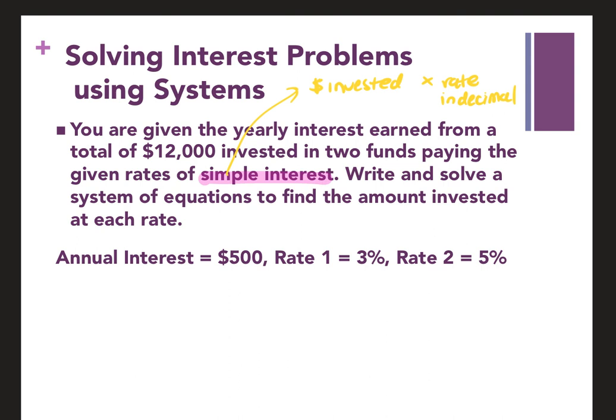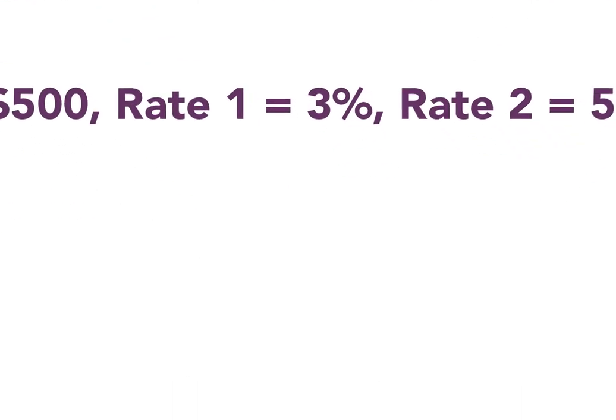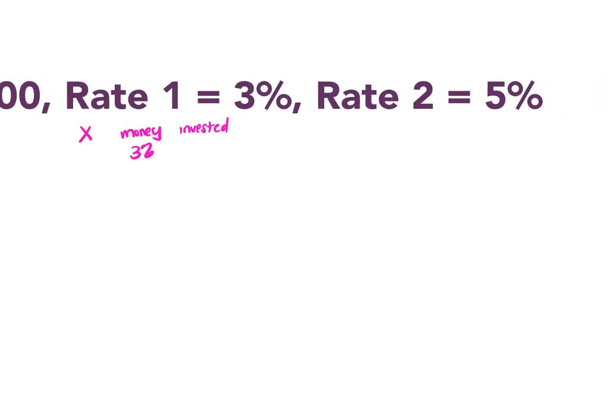But with this, they're given two things. They're given a rate at 3% and a rate at 5%. So you are investing money in one account that's earning 3% and you're investing money in one account that's earning 5%. Those are your two variables. So I can say X is the money invested in the 3% account, and I can say Y is the money invested at 5%.